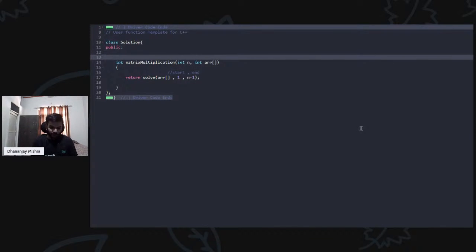Now let us move on to the main helper function, that is solve. So we passed an array, and we had a start, and we had an end.